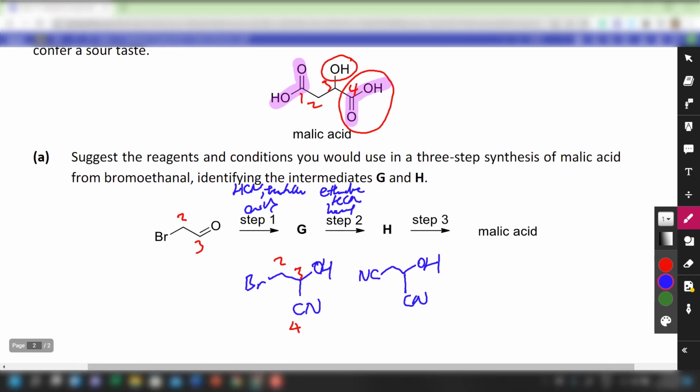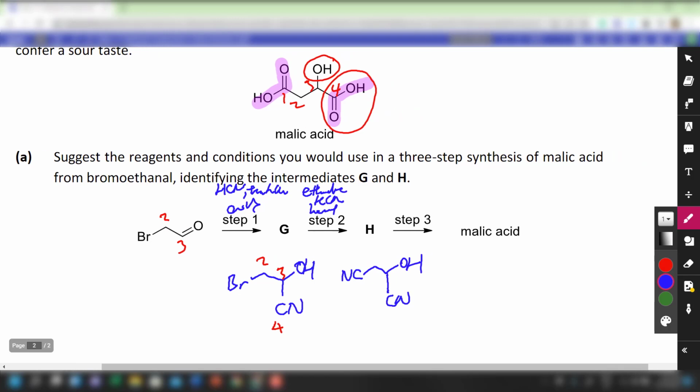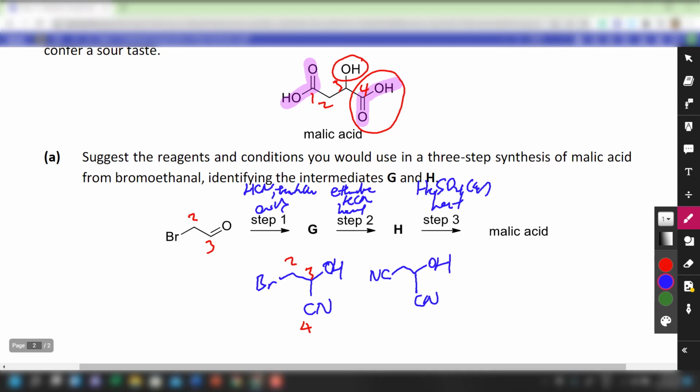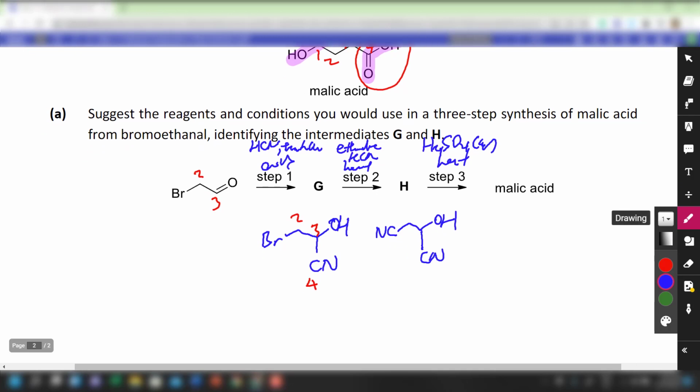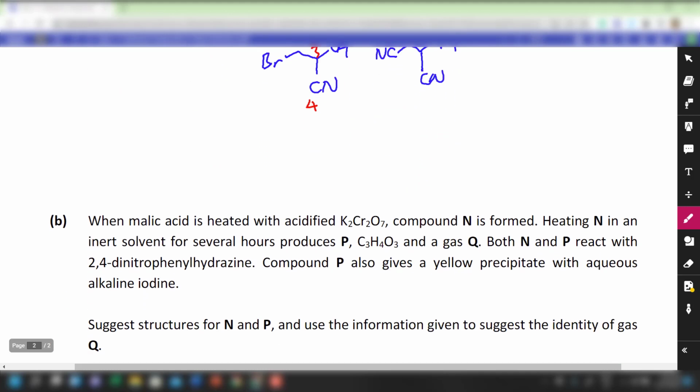Okay, and then what do we do for step 3? We are going to simply hydrolyze the C triple bond N to give us malic acid. To perform hydrolysis, what we need to do is simply add sulfuric acid, and then heat it. Yeah, so what we're going to do here is acidic hydrolysis. Okay, so yep, we have completed everything, identifying intermediates G and H.